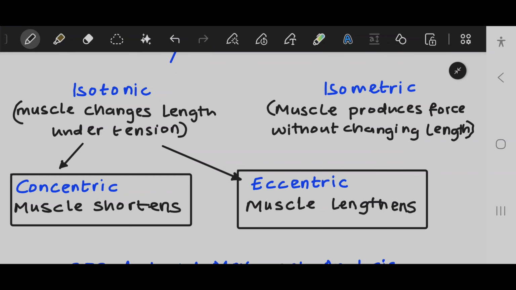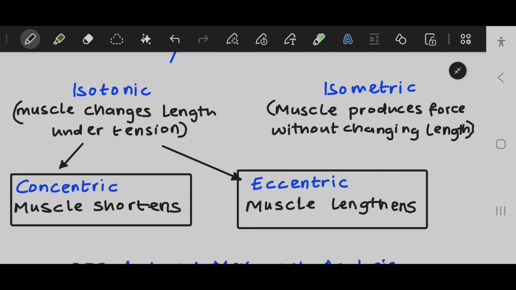So let's say we are doing squats. We're going up and down. Let's start with the lowering phase. You are lowering the weight during a barbell squat, for example, right? There is an isotonic eccentric contraction happening at the hamstrings during the lowering phase because your hamstrings are lengthening while under tension.